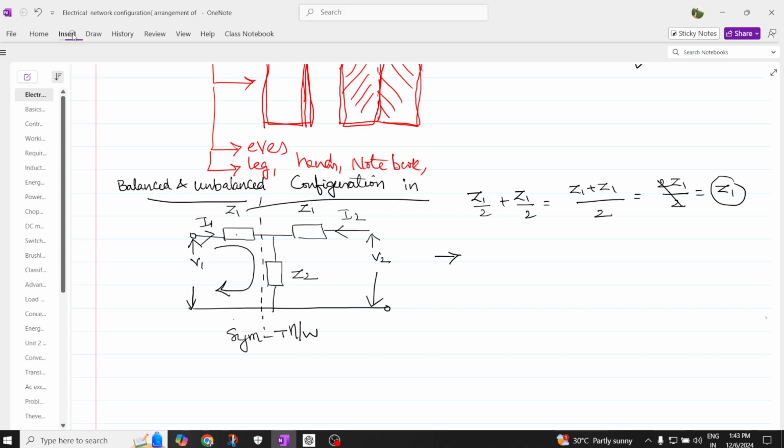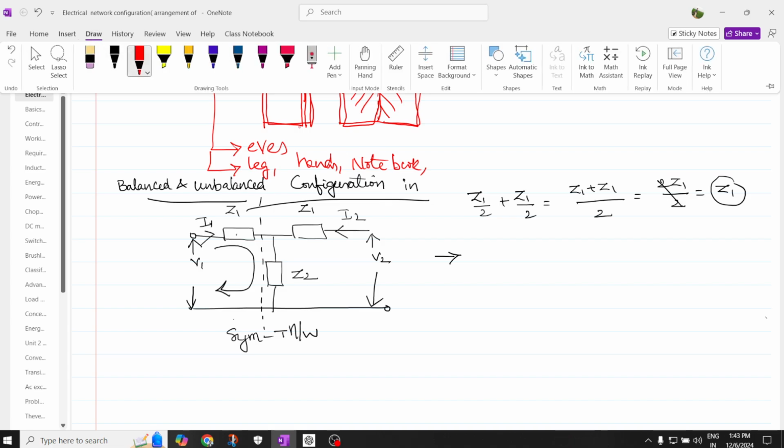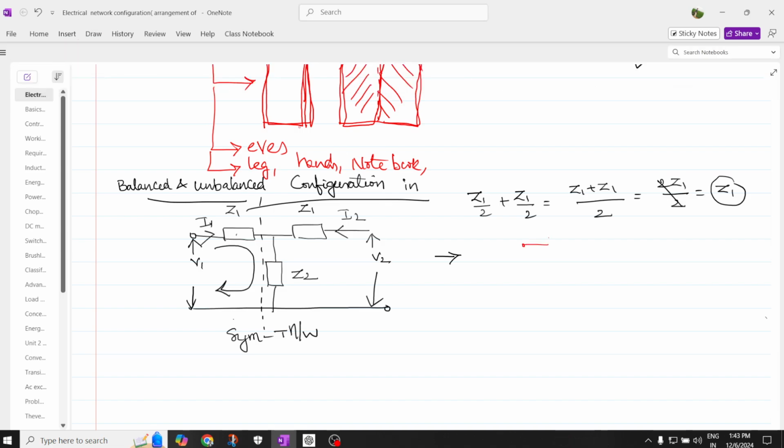And I'm going to get this as Z1. Leave it here, and at the input side you draw one more impedance. This is at input V1, drawing a current of I1. This is Z1 by 2. This is Z1 by 2. Z1 by 2 plus Z1 by 2 is resultantly Z1. And the shunt branch you are going to have is nothing but Z2.